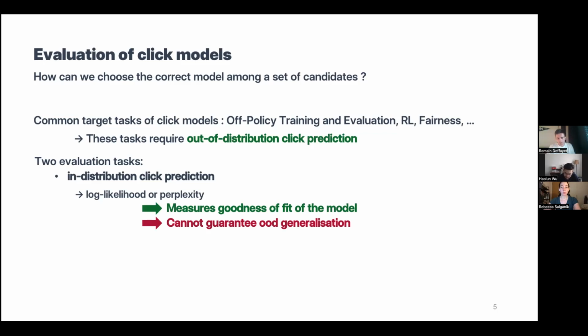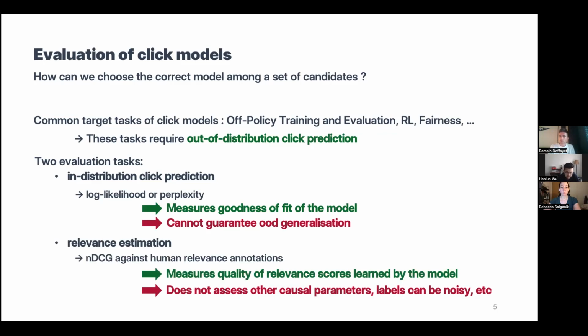So that's why we have a second protocol, which is relevance estimation, where we ask some human experts to annotate documents. And then we can compare the ordering that the human experts produced with the ordering that the click model produced. And you can just use NDCG, for example, to quantify this. So this is good because we measure directly the quality of this latent variable, the relevance score that the model learns. But of course, it has some limitations.